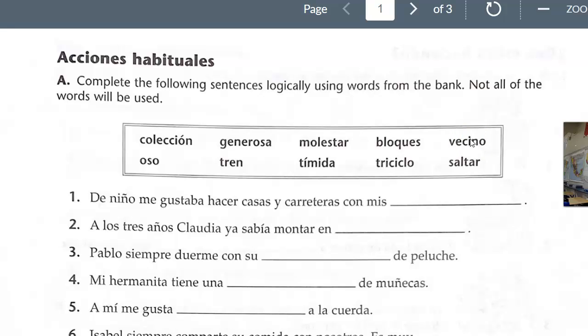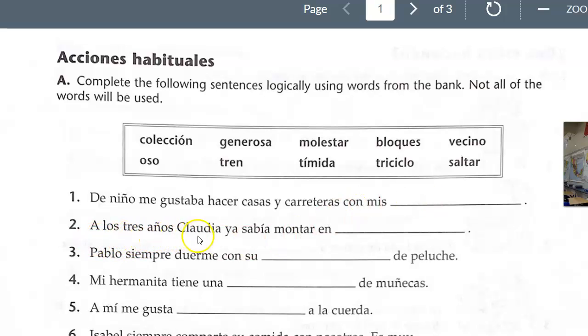So let's do the first couple together. De niño me gustaba hacer casas y carreteras con mis... So this is a plural possessive adjective, so we know we need a plural noun. Looks like we only have one option, and that would be bloques. Me gustaba hacer casas y carreteras. I used to like to make houses and freeways with my blocks, mis bloques.